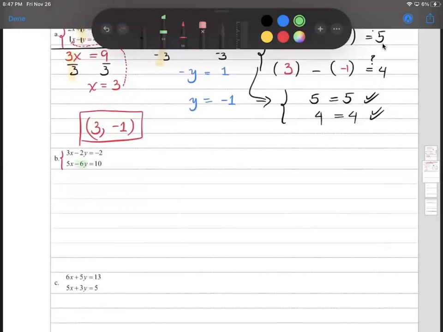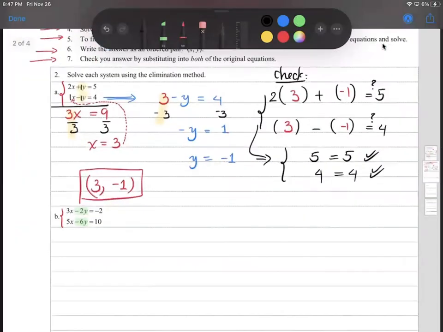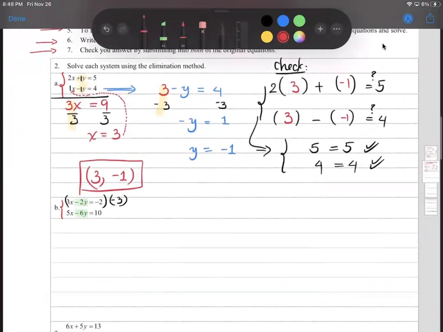On the top, I got negative 2y. So all I have to do is make that negative 2 into a positive 6. How do I do that? Multiply the top equation by negative 3. By negative 3. Because negative 3 times negative 2 is positive 6. Okay, so let's do that. Now I have a new equation.